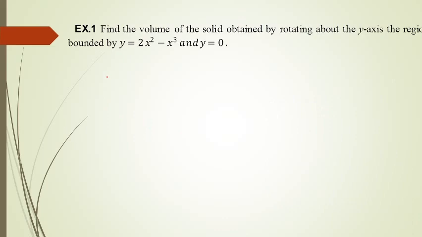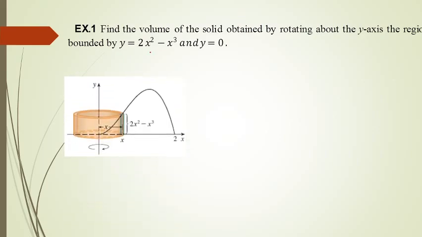So find the volume of the solid obtained by rotating this region bounded by 2x squared minus x cubed and y equal to 0, rotating this region about the y-axis. So let's show the region. That is actually the question we asked at the very beginning. So this curve shows the function 2x squared minus x cubed, right?